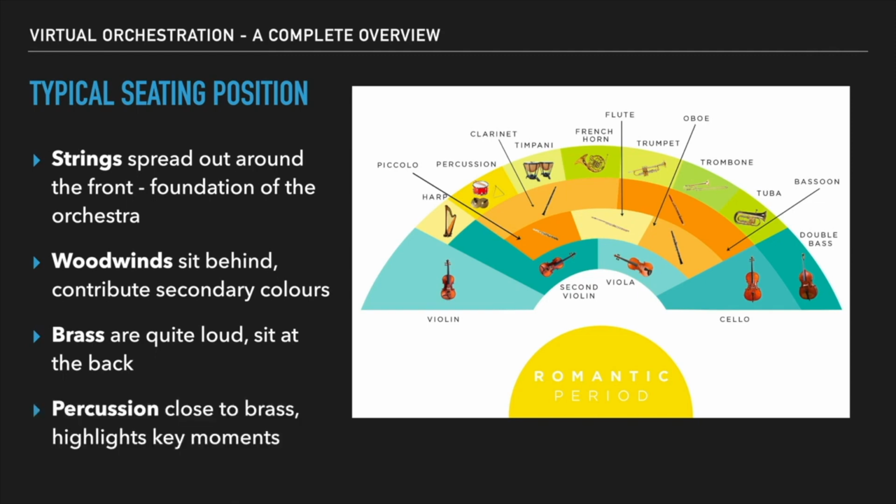And then finally, we have the percussion, which is, again, pretty close to the brass. They sit at the back as well, and those are used to highlight key moments, maybe keep the beat or just emphasize certain key areas. And overall, when the orchestra is set up in this way, you get a very balanced and rich sound.